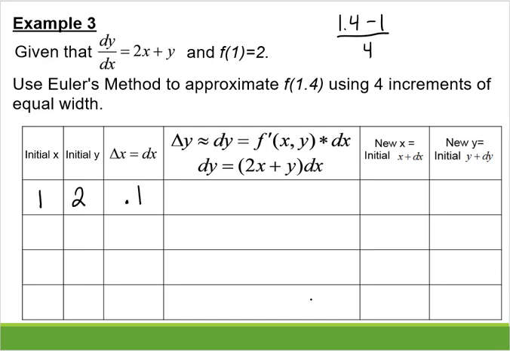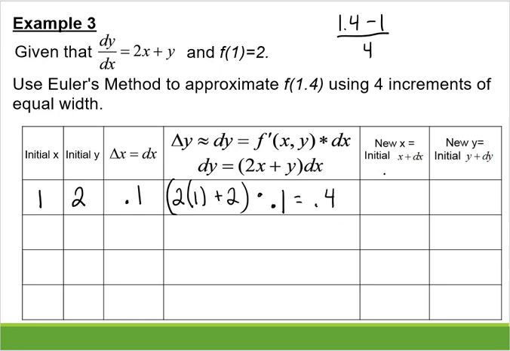Now to get your delta y, or your change in y, this is your change in x. To get your change in y, you plug it into slope times your change in x. So I plug in 2 times 1 plus 2, all of that times 0.1. And that ends up being 0.4.